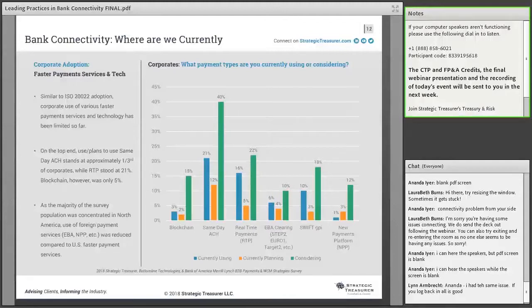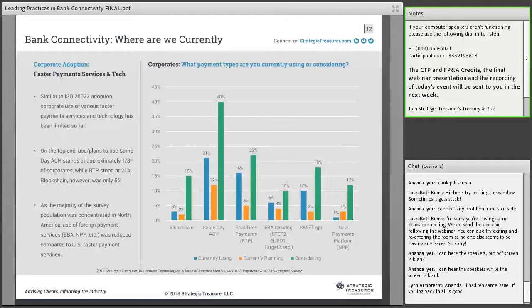Sure, thanks, Craig. So here we're looking at some of the various faster payments options in use around the world, but with a focus on North American services like same-day ACH and real-time payments. We've also included some data here on the current use of blockchain as a payments rail and on the adoption of Swift GPI, which has only been out for a year or two now.